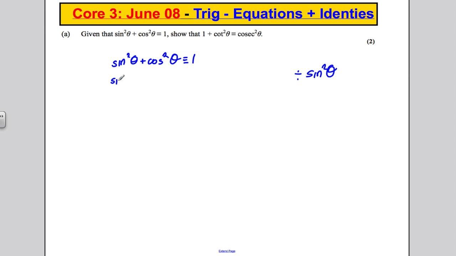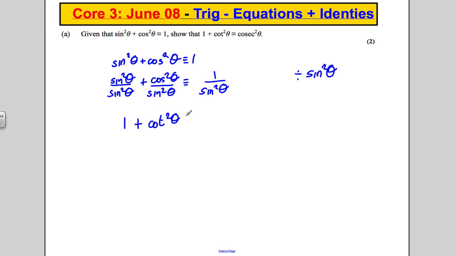So I would get sine squared theta over sine squared theta plus cos squared theta over sine squared theta is identical to 1 over sine squared theta, and sine squared divided by sine squared is 1, cos squared divided by sine squared is cot squared theta, and 1 over sine squared is cosec squared theta.